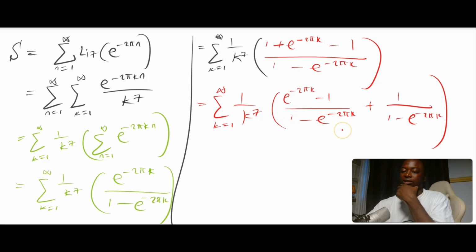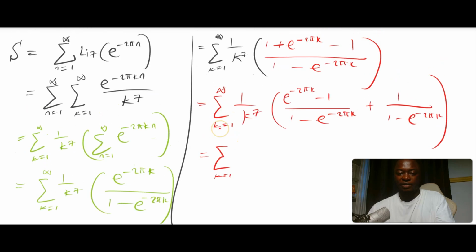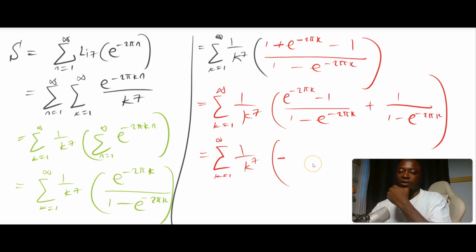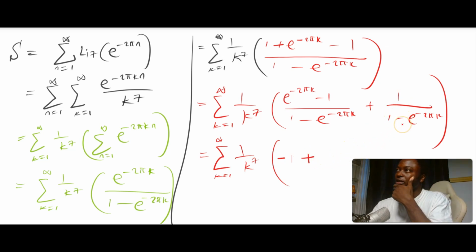So in this case, you will be having to deal with the sum as k runs from 1 up until infinity of 1 over k to the 7th power. And on this side here, this will be negative 1, I believe so, yeah. This is negative 1, alright? And on this side, you have a plus. This expression here is related to cotangent.